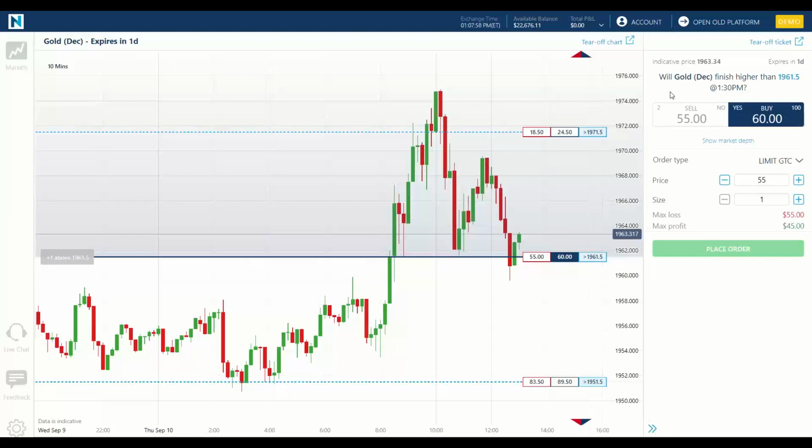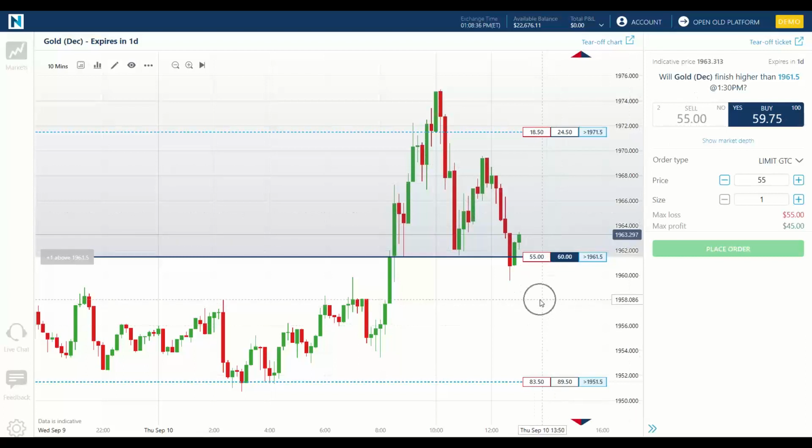If this question ends up being false or untrue, meaning gold finishes at 1961.50 or below, the answer to this question is no. The contract goes to zero. Again, binary. It's either going to be zero or 100 in the end. That's it. There's only two choices. It's all or nothing. There's no it finished in a range, I was partially right or partially wrong. You're either all right or all wrong. It's an all or nothing proposition.